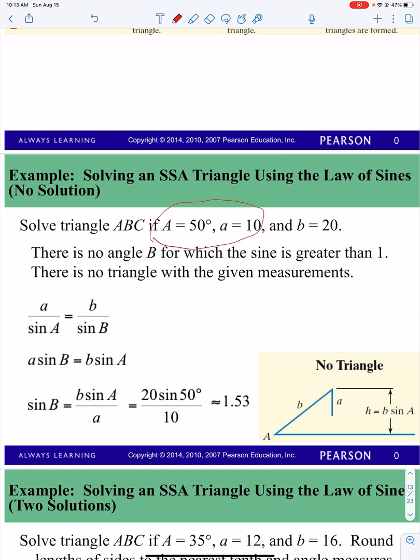Okay, so what do we have? a sine B equals b sine A, so sine B will be b sine A over a, and it will be this. And what does this give you? Sine B equals what? 1.53. What will be the angle?